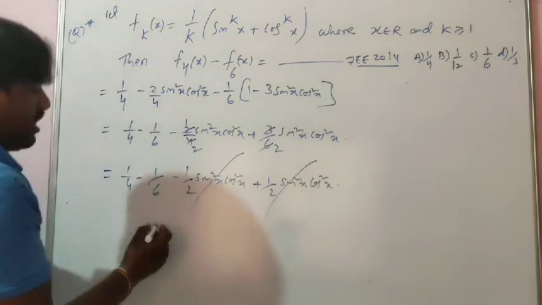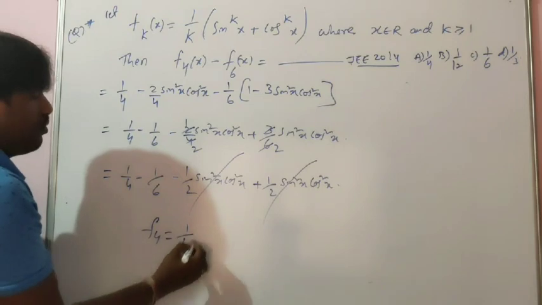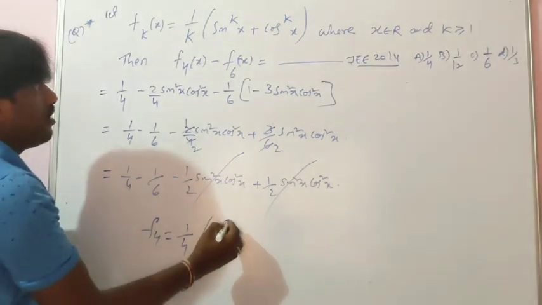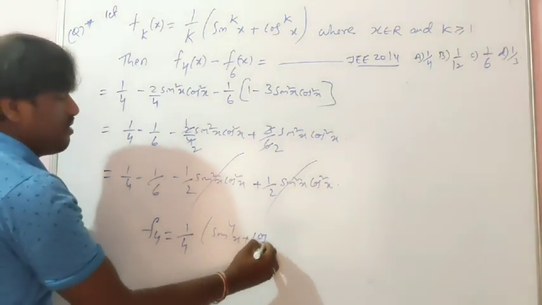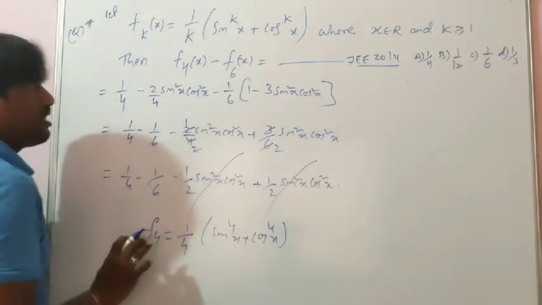What I want to say here is, when I used f of 4, that is 1 by 4, I got sine power 4x plus cos power 4x. At that time I did not multiply 1 by 4 inside, that's what I was saying.